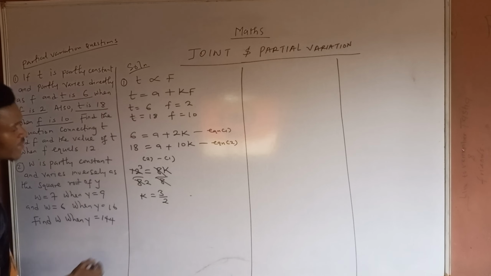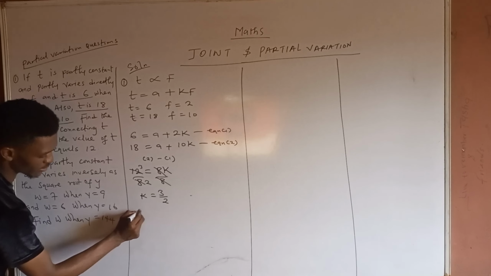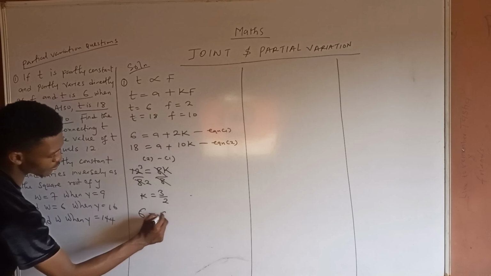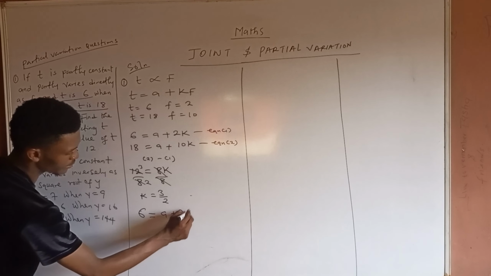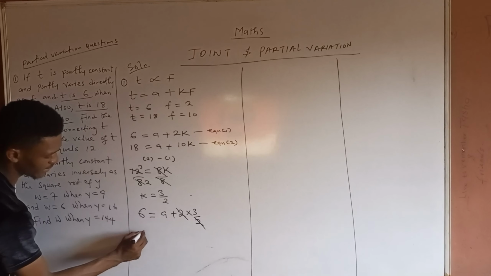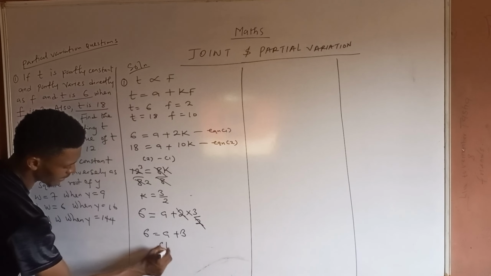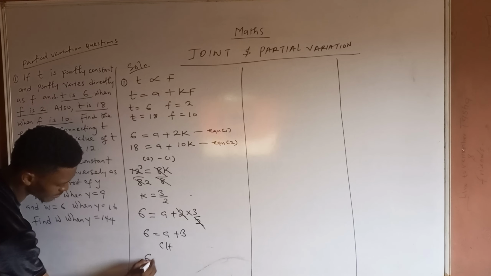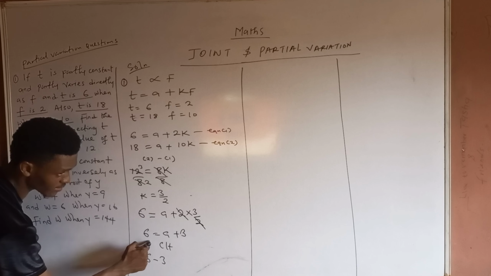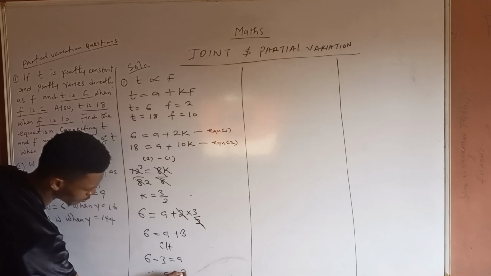So we can substitute 3 over 2 for k in any of the equations. So we can use equation 1. So in place of k, we put 3 over 2. So 6 equal to a plus 2 times 3 over 2. These two will cancel, we are left with what? 3. So 6 equal to a plus 3. And when you collect like terms, it becomes 6 minus 3, because when it crosses, it turns minus, equal to a. Therefore, our a equal to 3.